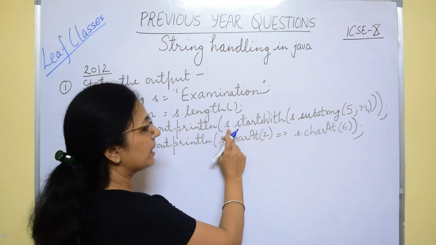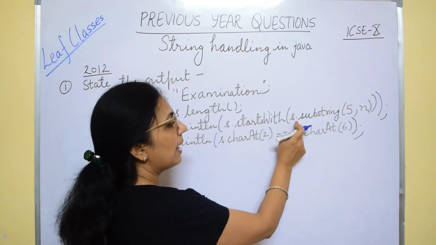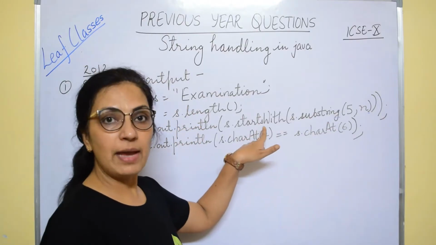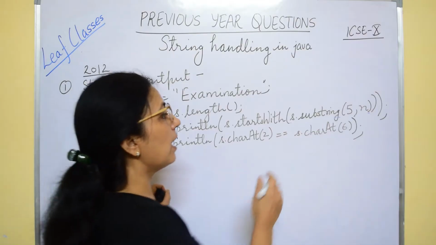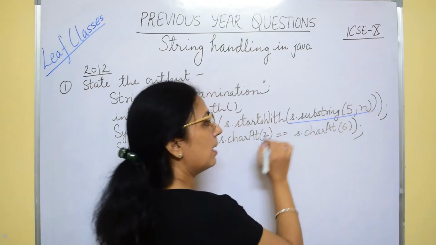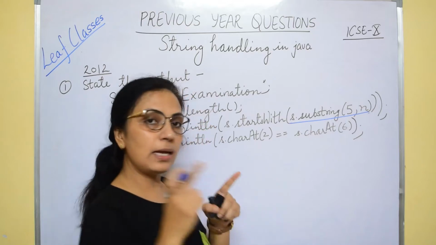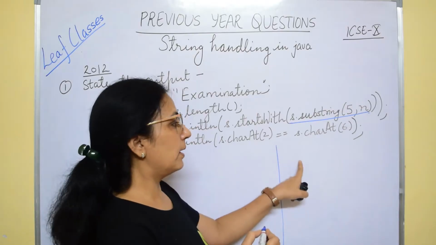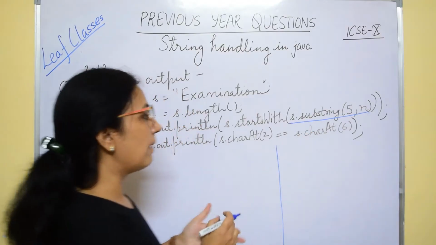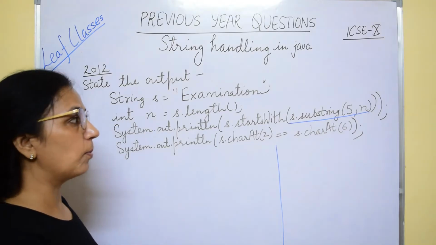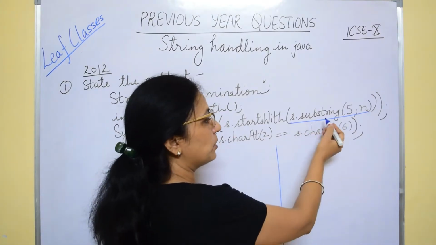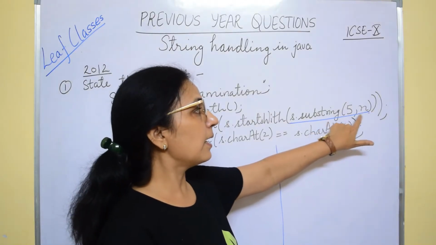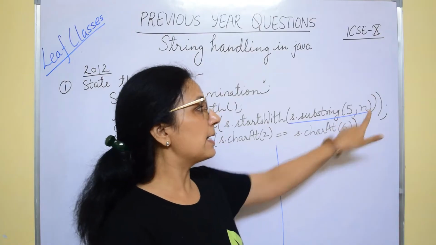Within the bracket it is S.startsWith, and within this S.substring. These two functions we have already done in the third video of string handling, so you can refer to that for further explanation. First, always the inner bracket is solved, so you can draw a line in the answer sheet on the right side, and there you can solve, and in the answer you can just write the output, that is sufficient. So S.substring. The substring function extracts the characters from the starting index till the ending index, excluding the last index number.